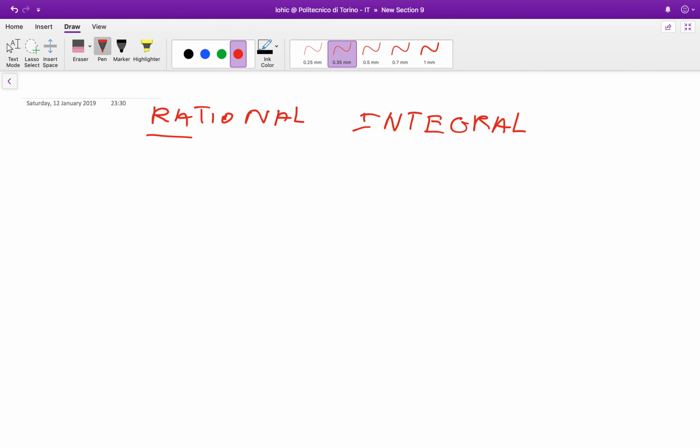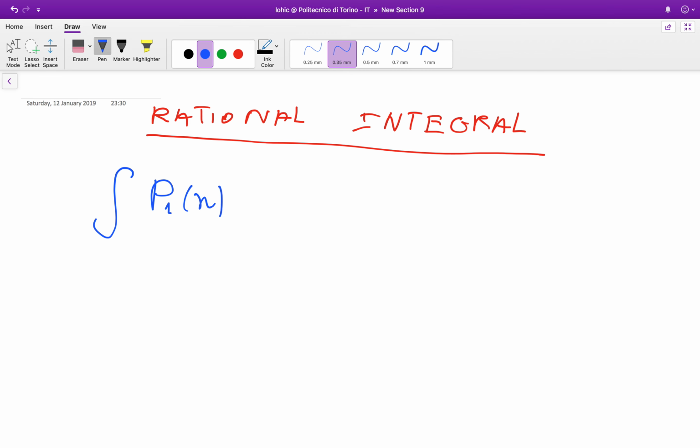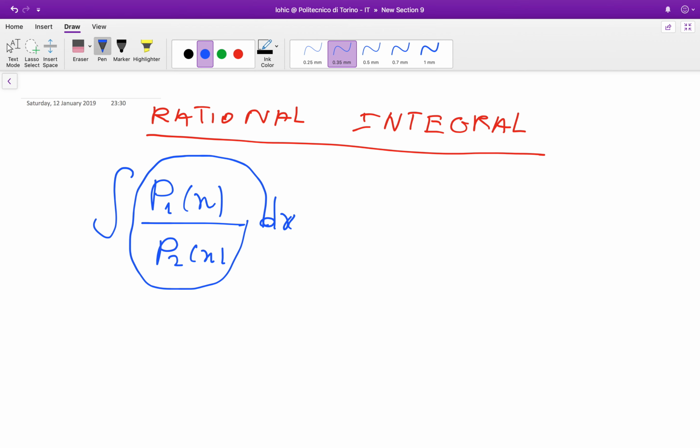Okay, so basically, what do you want to solve? You want to solve an integral of p1 of x divided by p2 of x dx, where p1 and p2 are polynomials. So basically, this kind of function is called rational functions.